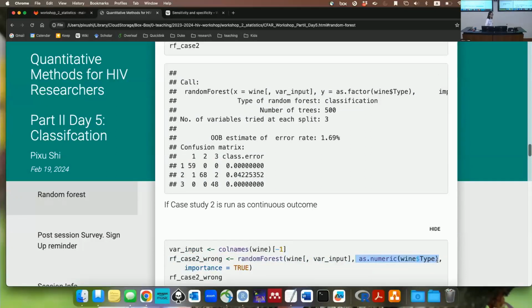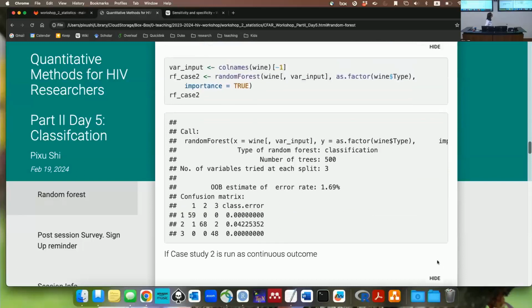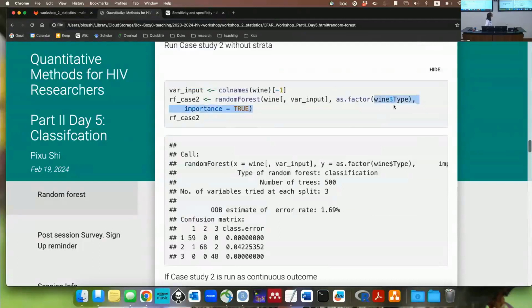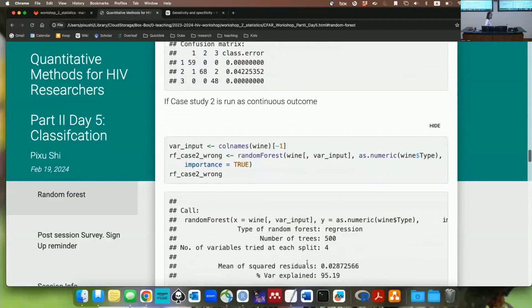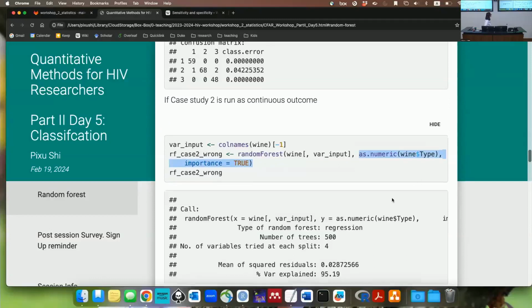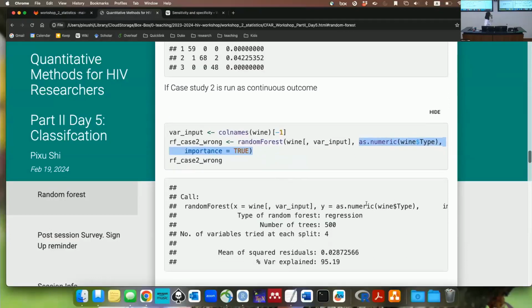variable as a categorical variable. So here, the type of wine is 1, 2, 3. If you don't specify it as a factor variable, if it is read in as a numerical variable, it will run a regression tree instead of a classification tree. So make sure you let R know your outcome is continuous or categorical, because random forest can run both. It will not give you an error message. But from the output, you can see whether it's a regression tree or a classification tree.